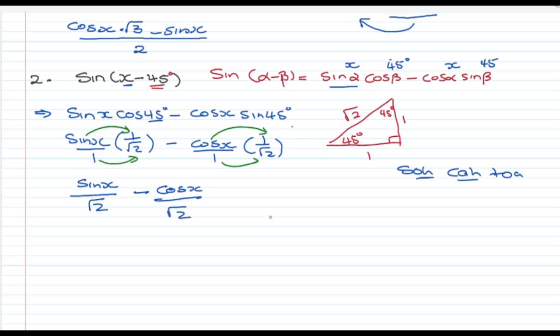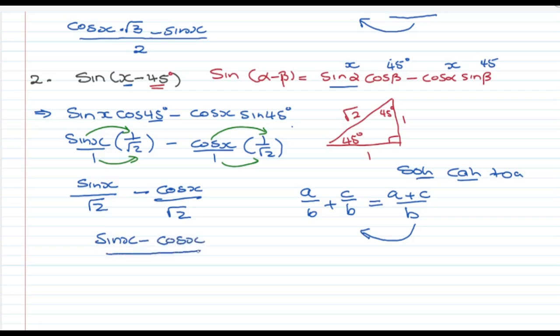So now remember the laws of fractions that we used the other time. If I have something like this with the same denominators, I can add the top part. So I'm just going to reverse the law. So on top I'll have the sine x minus the cos x, and everything is divided by what? The √2. So this is your final answer, and that's it for this one.